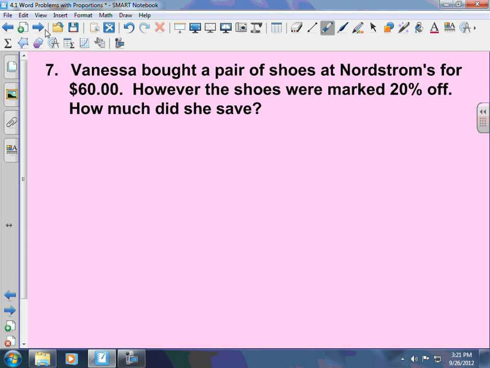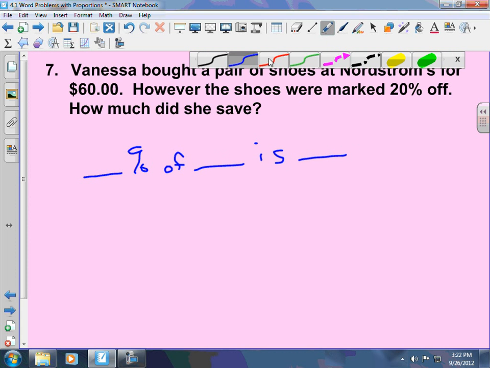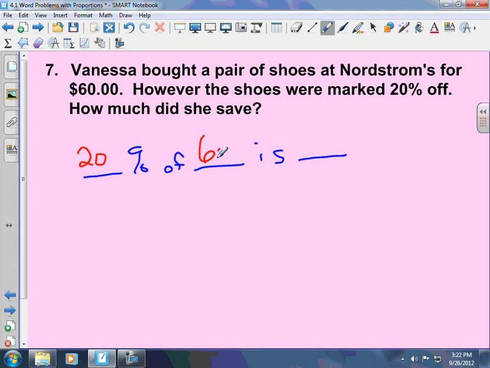This is exactly the same. Here, we're talking about percentage of a number. Blank percent of blank is blank. Okay, so what number goes here? Well, that's obviously our percentage. So 20% goes here. Now, we want to know what is 20% of 60. Okay? Because that'll tell us how much she saved.